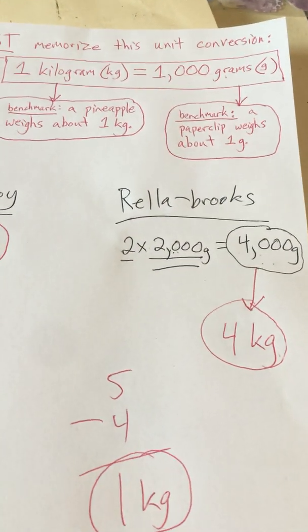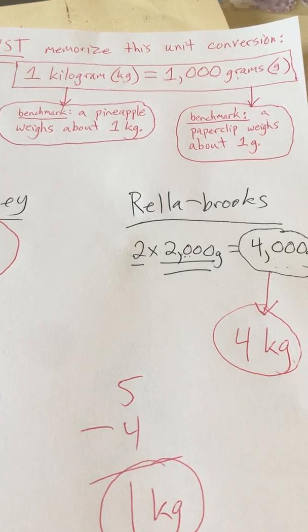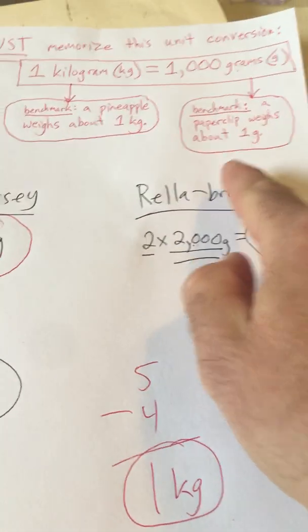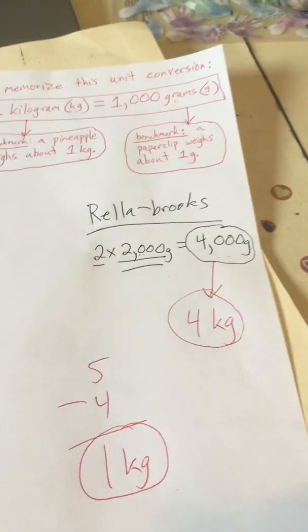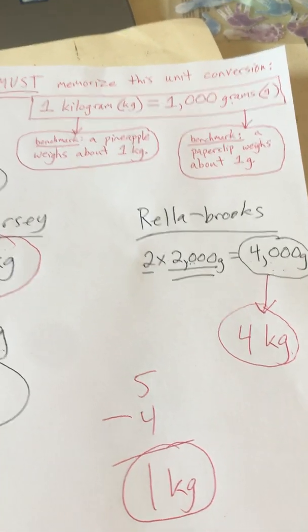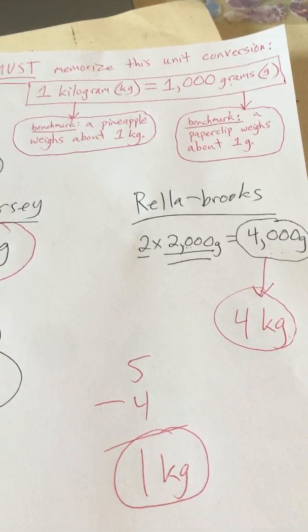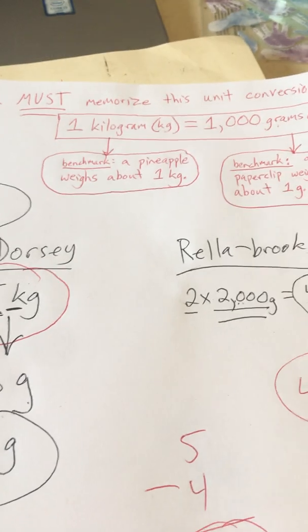And a paper clip is the weight of a gram, or also a dollar bill. If you weigh a dollar bill, it weighs a gram. So you're comparing the weight of a light dollar bill to a pineapple or a small watermelon.